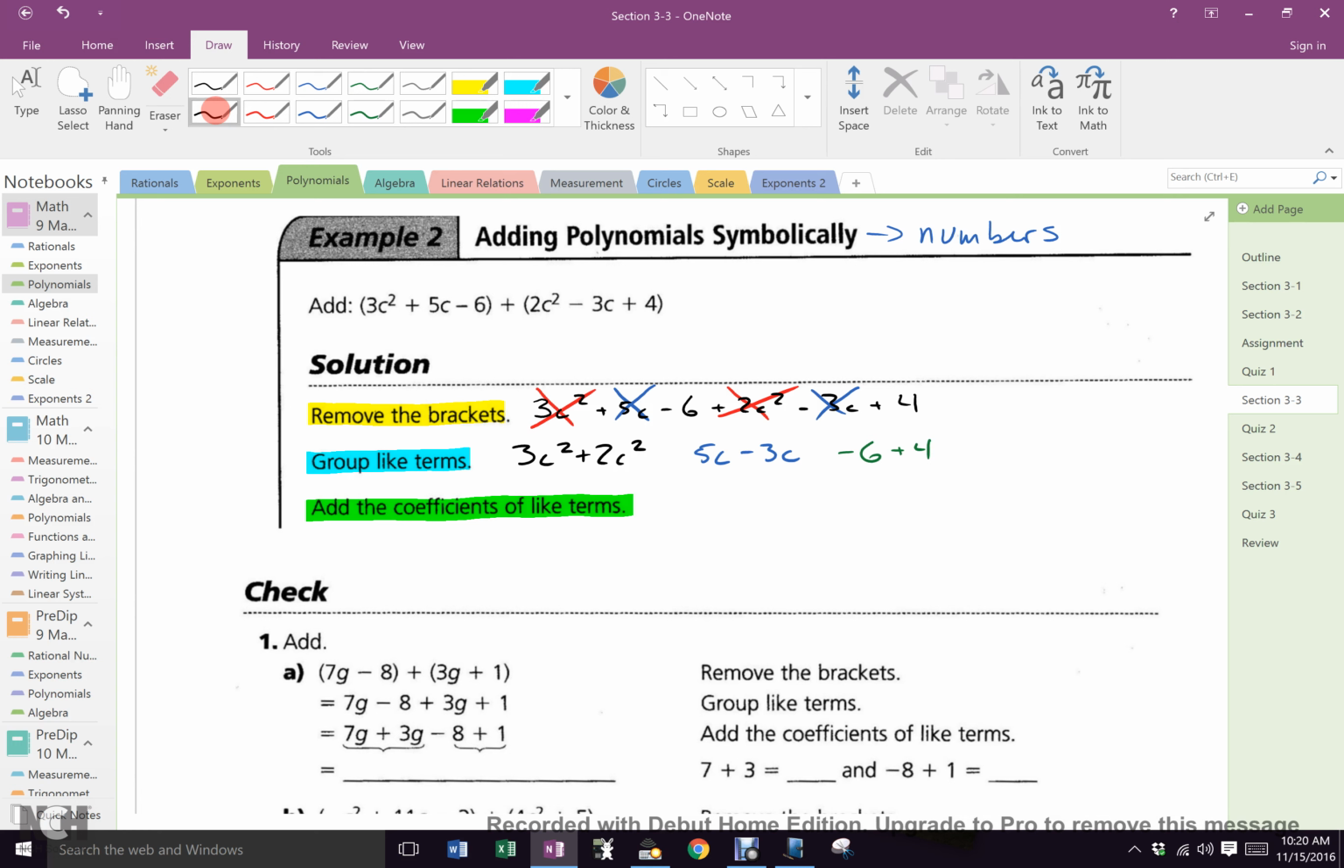Whoa. How many c squareds are there? There's 3 and then 2 more. 5. 5c squared. How many c's are there? There's 5. And then I take away 3. 2 c's. Positive or negative? Positive. And then I have negative 6 plus 4.